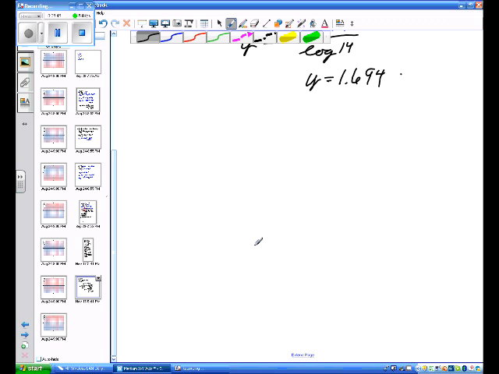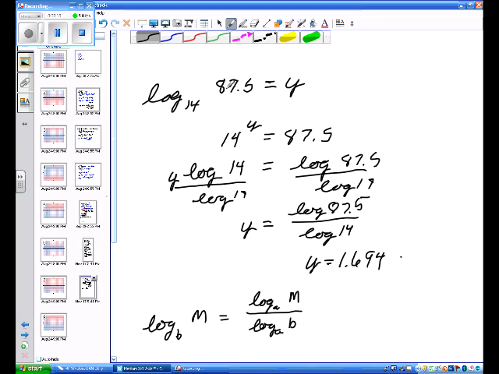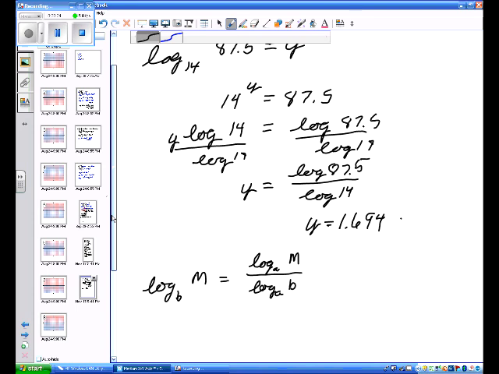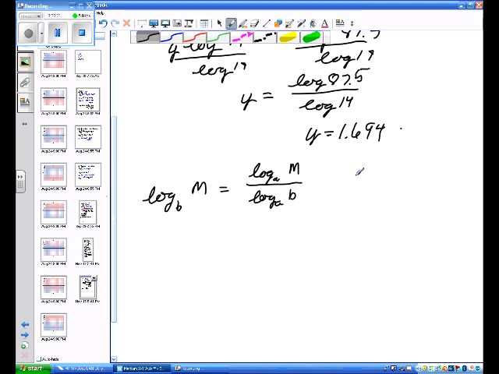And our change of base simply says this. If we've got log base b of m, and we can't work in that base, this is the same as log base a of m divided by log base a of b. It's the log of our number divided by the log of our base. If you look back up on this one, we had the log of our number divided by the log of our base. And it just depends upon what base you want to change it to. You have to change it to the same base.